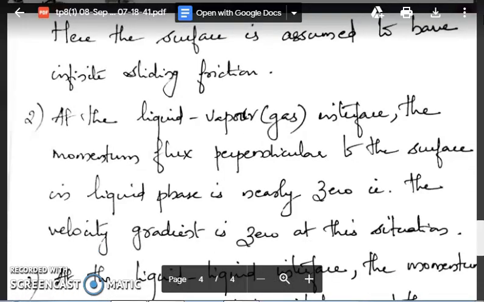The second boundary condition is at the liquid vapor or gas interface. If we are having a liquid gas interface, then the momentum flux perpendicular to the surface in the liquid phase is nearly 0. That means the velocity gradient is 0 in this situation. If you are having a liquid vapor interface, the velocity gradient is 0, or the shear stress or the momentum flux is 0.